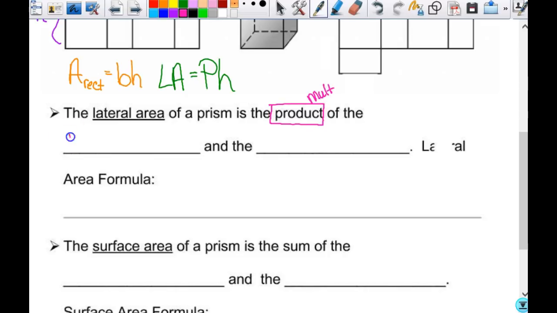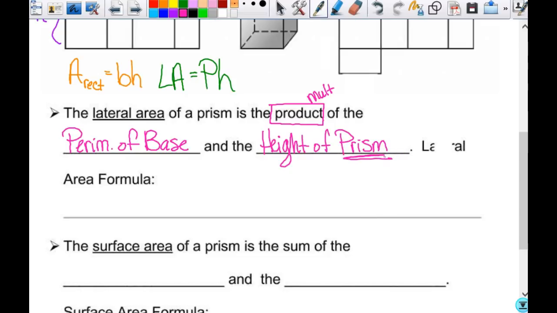It's the product of the perimeter of the base, not just the perimeter of anything, and the height of the prism. Again, not the height of whatever you want to find the height of, but the height of the prism. In this case up here, the height of the prism and the height of that rectangle happen to be the same.